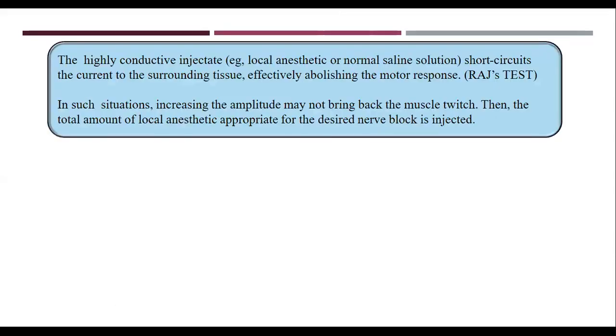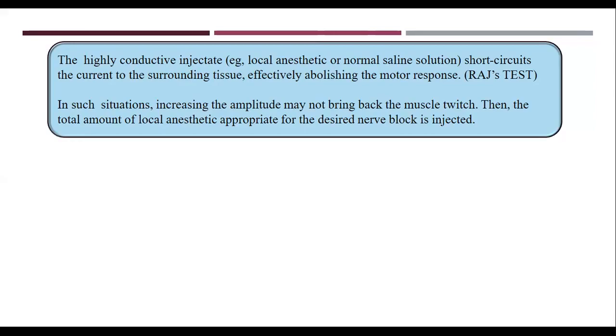A highly conductive injectable like local anesthetic or normal saline solution is injected, and it short circuits the current to the surrounding tissues, effectively abolishing the motor response. So once you get the desired motor response at 0.3 milliampere, you inject 2 ml of local anesthetic. The moment you start injecting, the muscle twitch will be abolished. So this is called the Raj test.